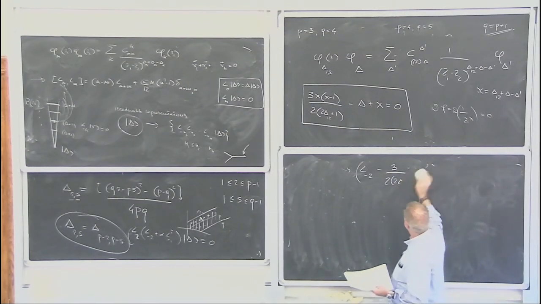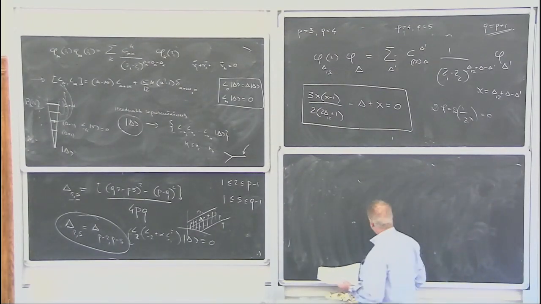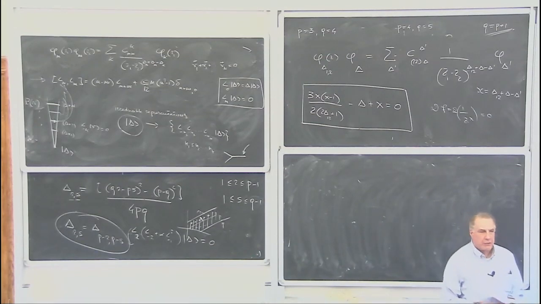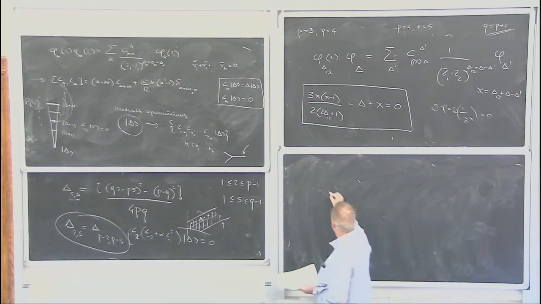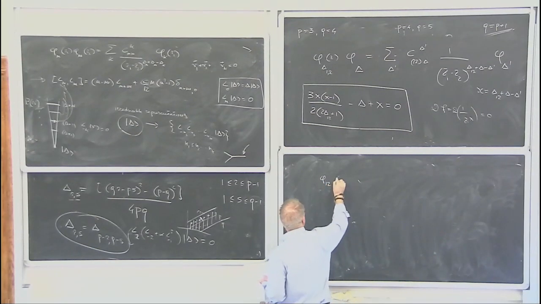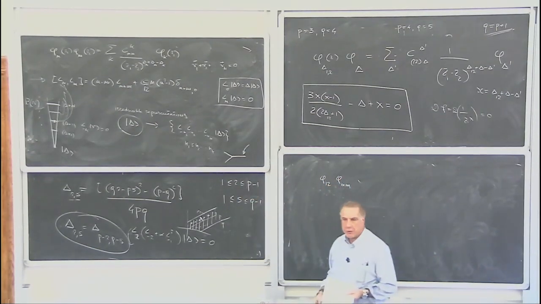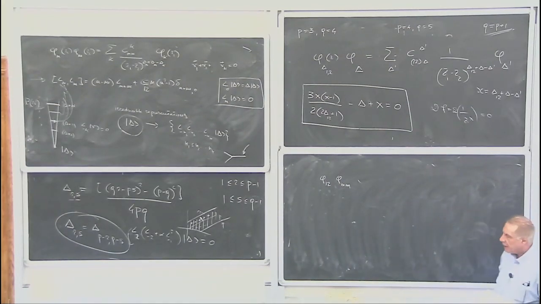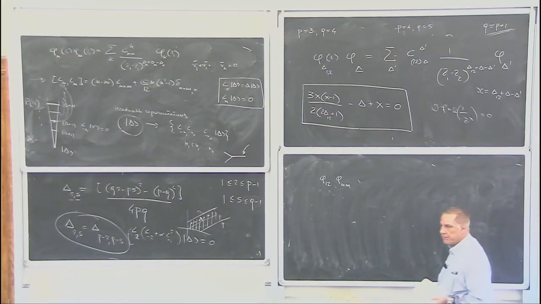The thing is, what about if delta is the degenerate field itself? So I'm asking, what is the fusion rule of 1,2 with some other field Nm, which belongs to that table? And the answer is stunningly simple.